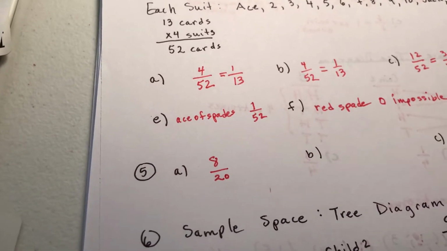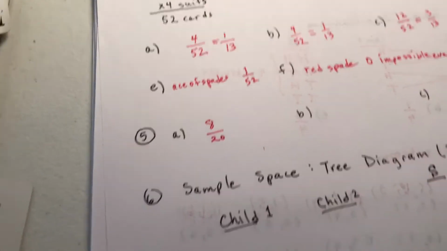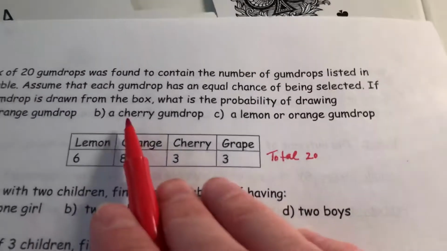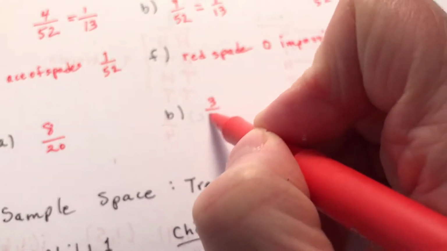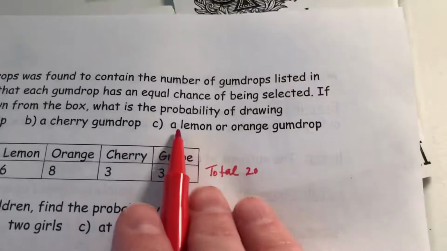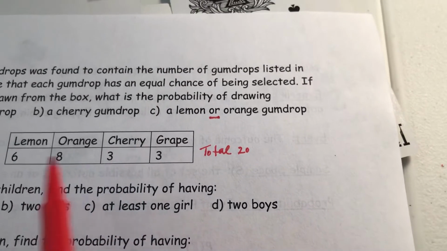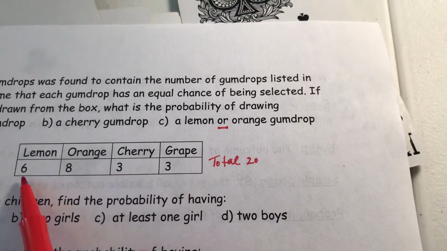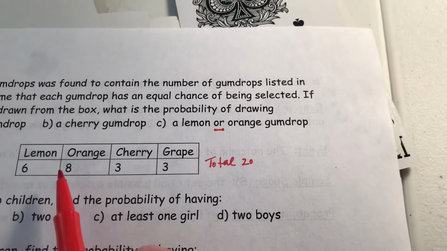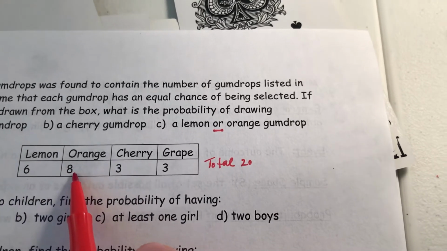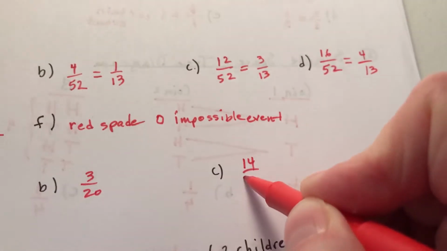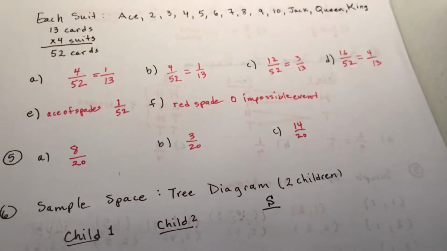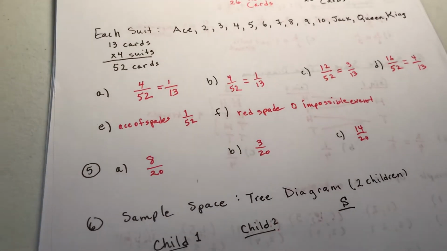And you can leave it like that, or for Math Excel, you're going to have to reduce it. I'm going to leave it like that, let you reduce it. B, a cherry gumdrop. There are 3. So 3 out of 20. And then it says a lemon or orange. That means either. So lemon, orange, or orange. We add those together, 14 out of 20. All right, so that takes care of our candy.